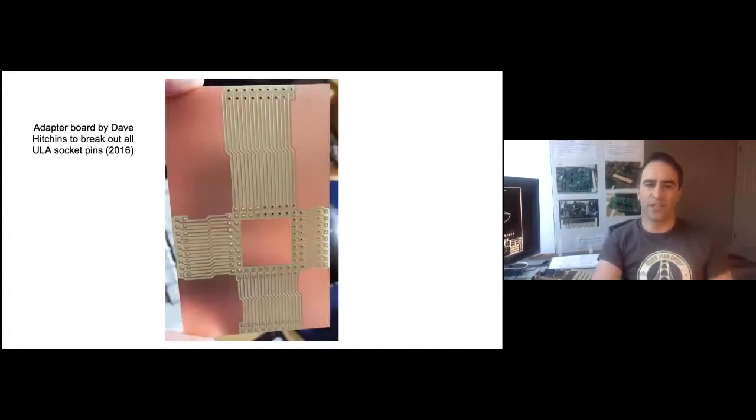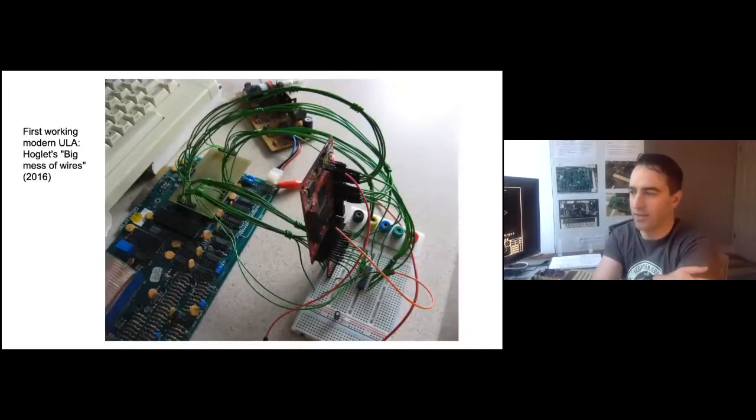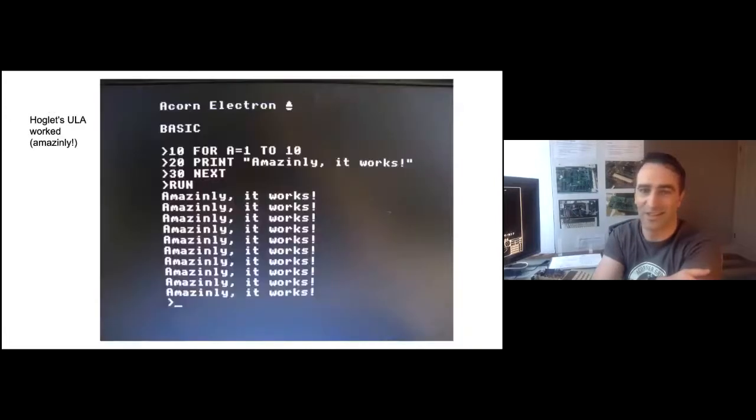In mid-2016, Dave Hitchens then desoldered the ULA from an Electron, fitted a socket, and made a PCB that plugged in there and broke out all the signals. So later that year, Hoglet got an Electron working using this board and his code running on the Papilio, and amazingly it worked. Lots and lots of flying leads. I can only imagine what the signals actually look like here, but it worked. Here's a picture of a screen. So that was really cool.